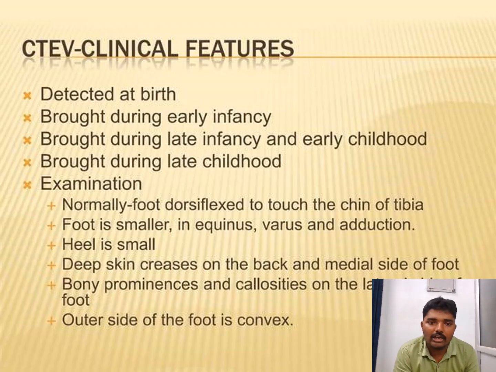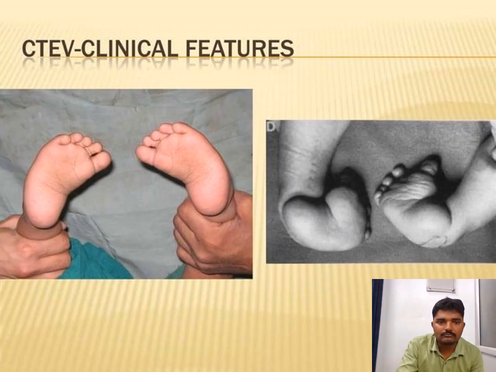On examination, normally the foot dorsiflexes to touch the chin of the tibia. Here the foot is smaller, in equinus, varus and adduction. The heel is small. There are deep skin creases on the back and medial side of the foot, a bony prominence of the talus on the lateral foot, and the outer side of the foot is convex. This diagrammatic representation shows the club foot deformity in the child.